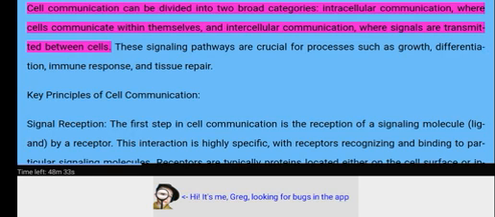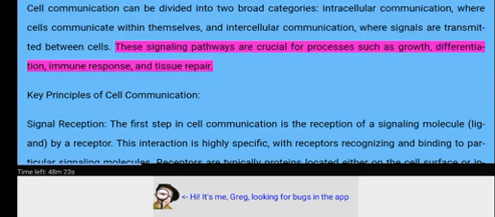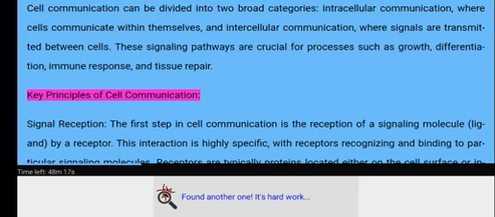Cell communication can be divided into 2 broad categories: intracellular communication, where cells communicate within themselves, and intercellular communication, where signals are transmitted between cells. These signaling pathways are crucial for processes such as growth, differentiation, immune response, and tissue repair. Key principles of cell communication.